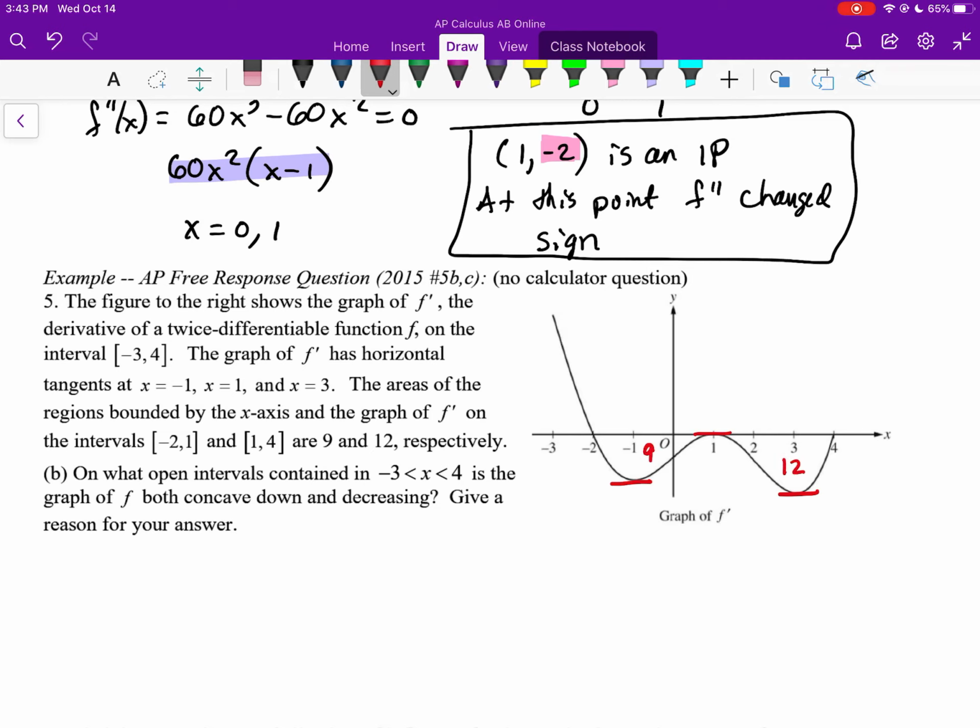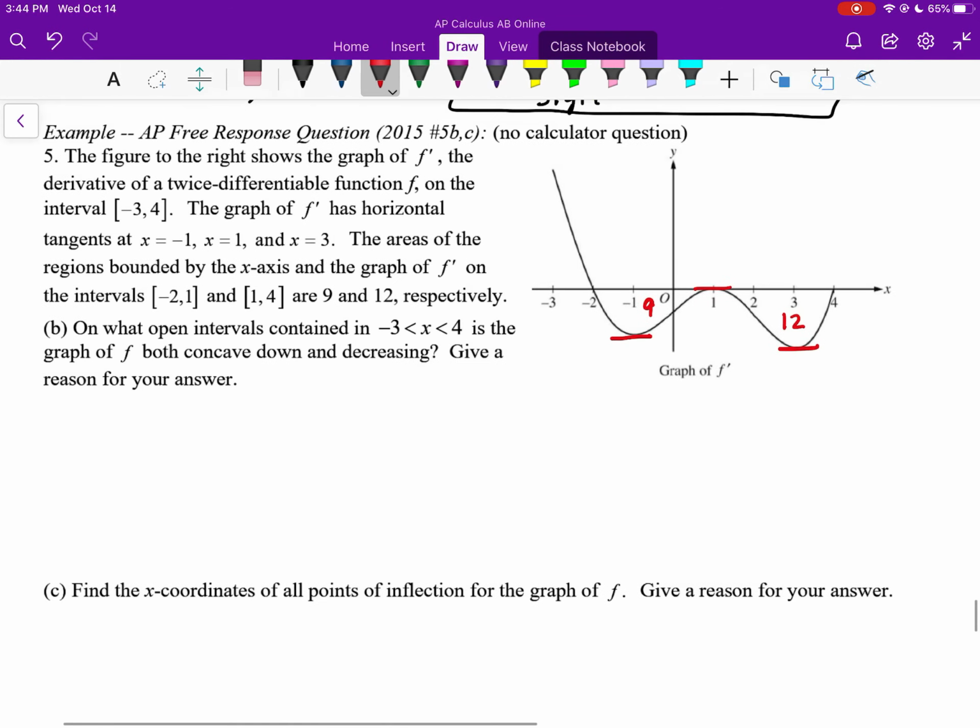We don't know what that means yet. Stay tuned. We will hit that in chapter 4. On what open intervals contained between -3 and 4 is the graph of f both concave down and decreasing? And they want us to give a reason for our answer.